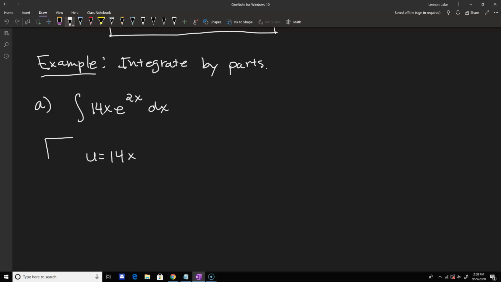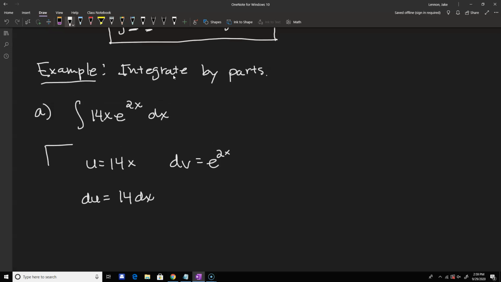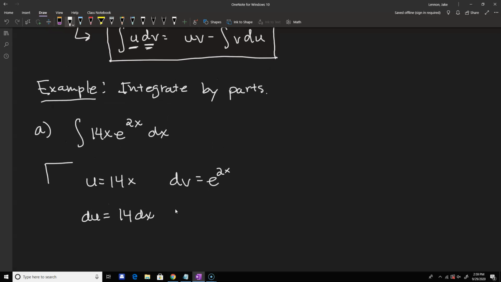So for this one, the choice is we want to let u be equal to 14x, so that one gets simpler when we differentiate, and dv we want to pick to be e to the 2x. So then we differentiate with respect to both variables: du is the derivative of 14x, which would be 14, but we're also going to put a dx there since we're using du in the right-hand side of the formula above. And then if we integrate both sides, we would get v is equal to, like we said, 1/2 e to the 2x, or e to the 2x over 2.